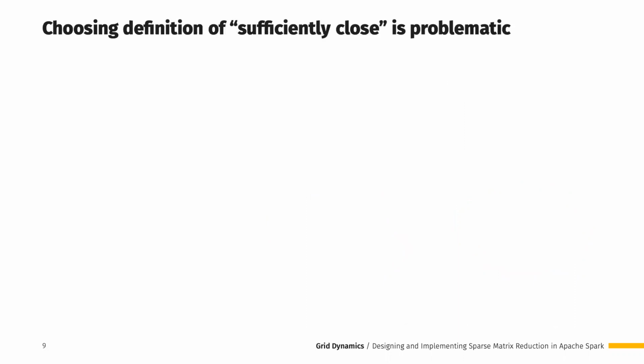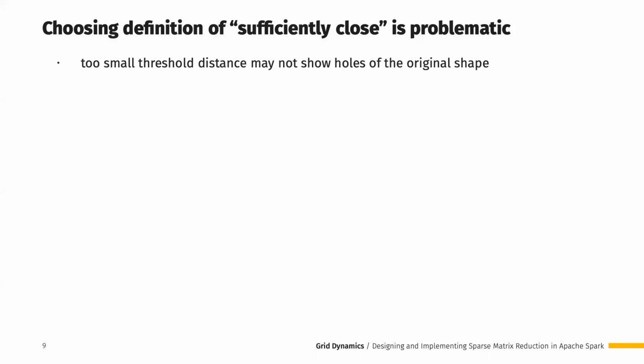But as you saw in these examples, the definition of "sufficiently close" is kind of problematic. First of all, too small a threshold distance might not show holes of the original shape at all, as we had in the middle example. But if we allow too large a threshold, it may actually show too many holes. For example, we can imagine that we make this threshold infinity, and then we would have a full graph, so a clique, which has many holes.